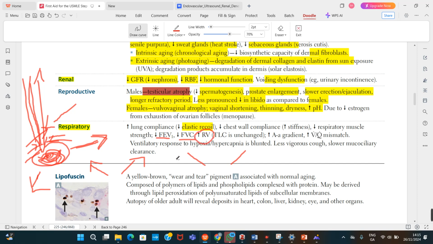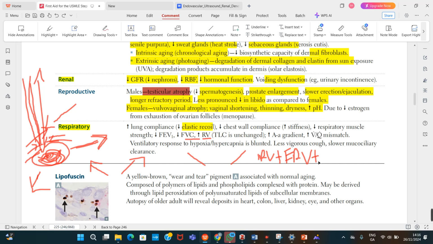Now, what is vital capacity plus residual volume? Okay, let me start again. Inspiratory reserve volume plus expiratory reserve volume plus tidal volume is what? Functional reserve. No, that's our vital capacity now.